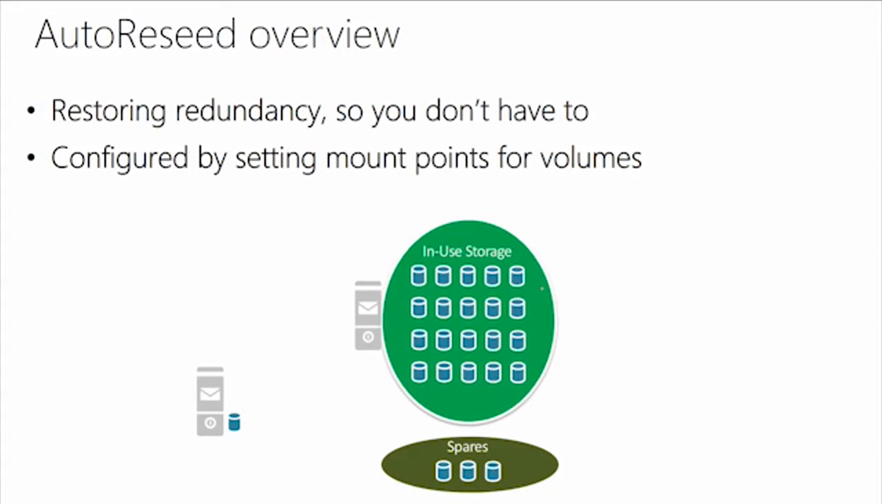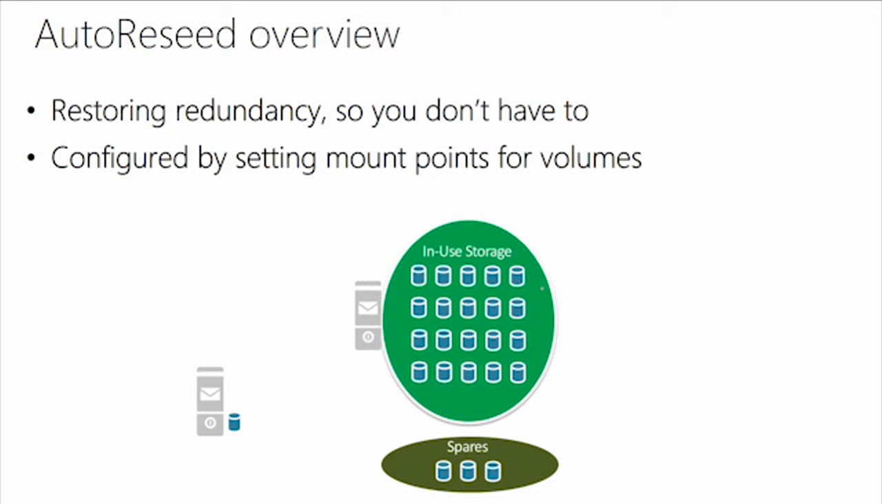Another feature is AutoReseed. AutoReseed is a feature that was introduced in Exchange 2013 that allows you to auto-reseed a failed database if a database is down because the storage, the disk that hosted that database, broke or something like that, and it's no longer available.